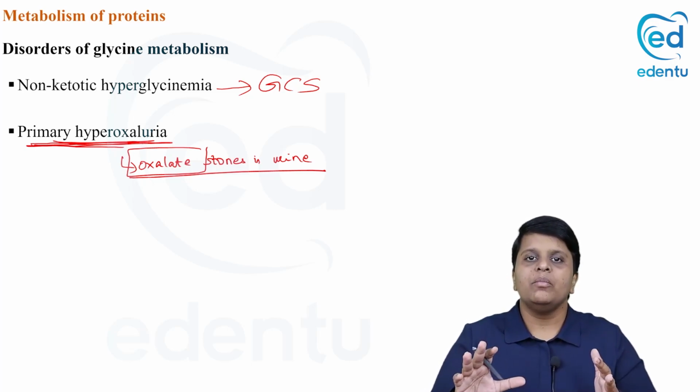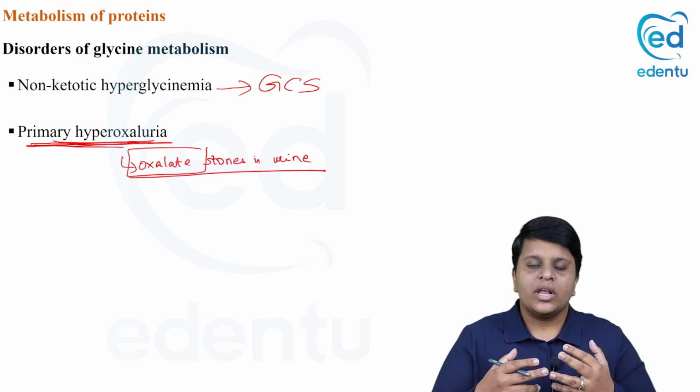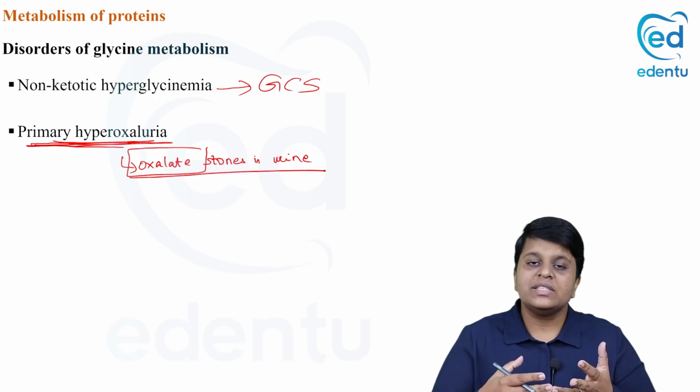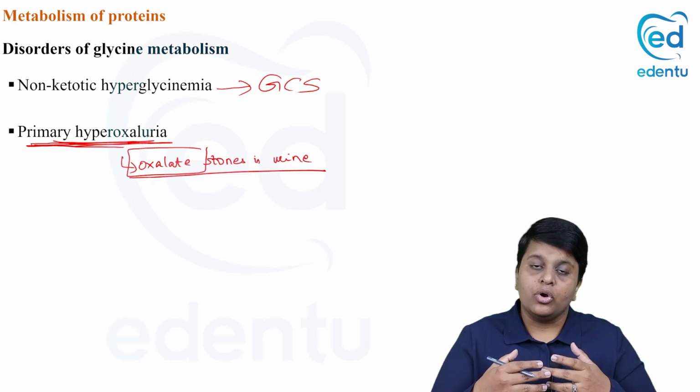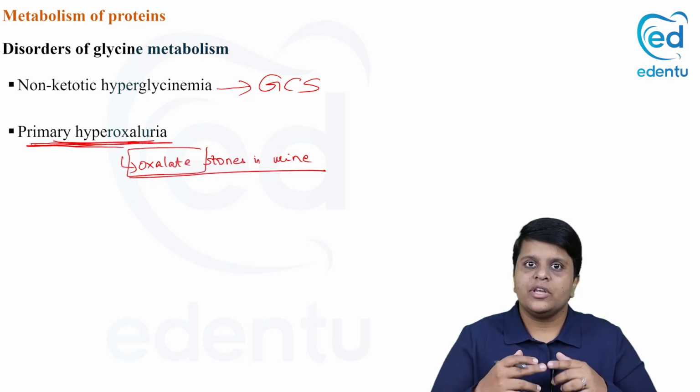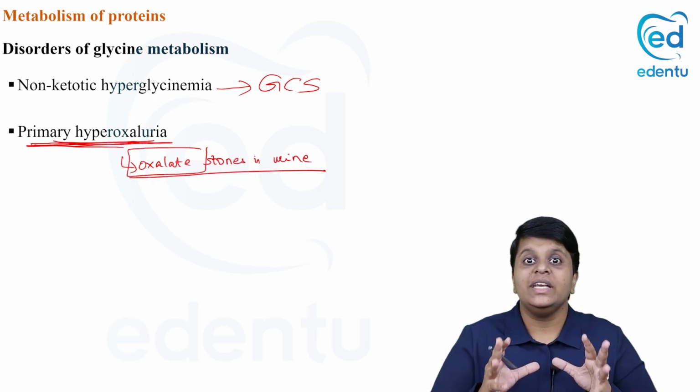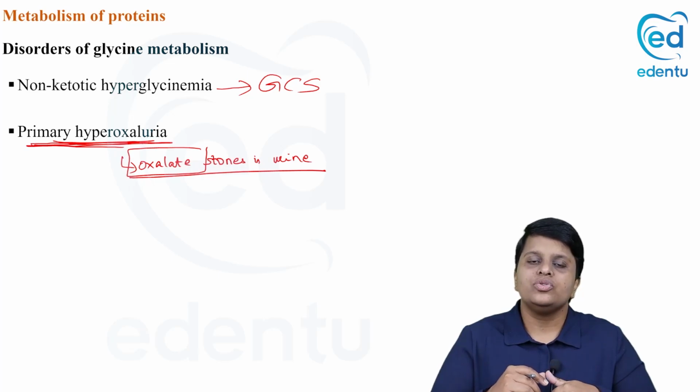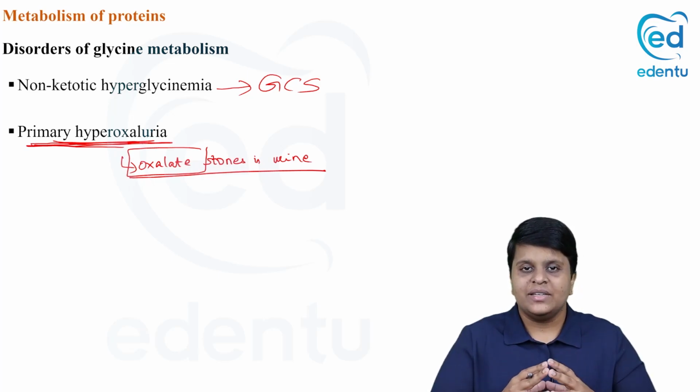So we have seen what glycine is, from where you synthesize glycine, and how glycine is broken down, the various special products, more importantly creatine in detail, and then we have seen two disorders related to glycine metabolism.